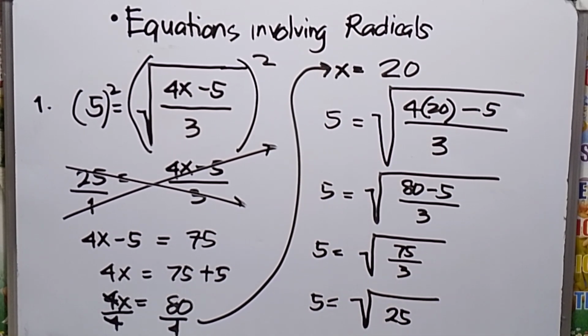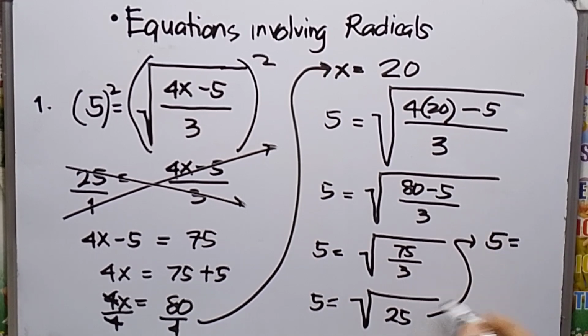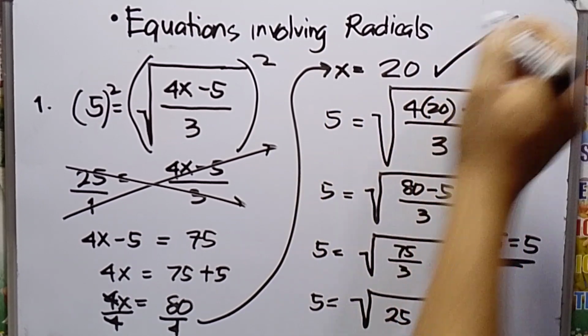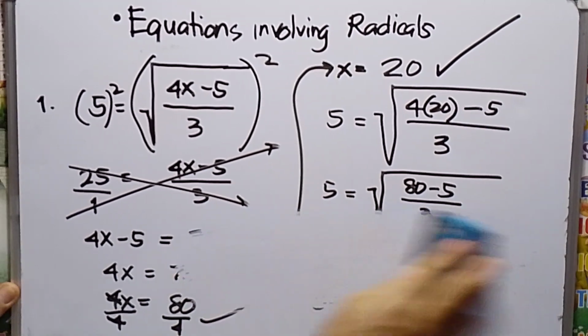And we know that square root of 25 is 5. So therefore 5 is equal to 5. So therefore my number 1, which is x equals 20, is correct. Now let's proceed to number 2. I think this will be the last number.